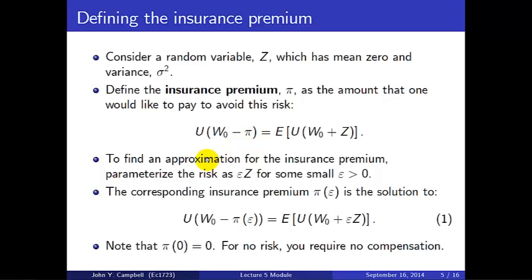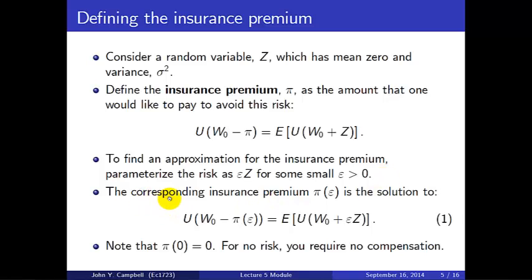Well, to find an approximate solution for the insurance premium, what we're going to do is parameterize the risk as epsilon Z for some small number epsilon that's positive. So we're going to consider, in other words, a small risk and see if we can find an explicit solution for that small risk.